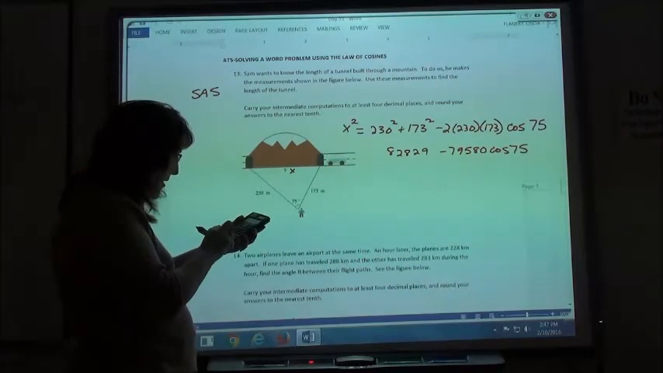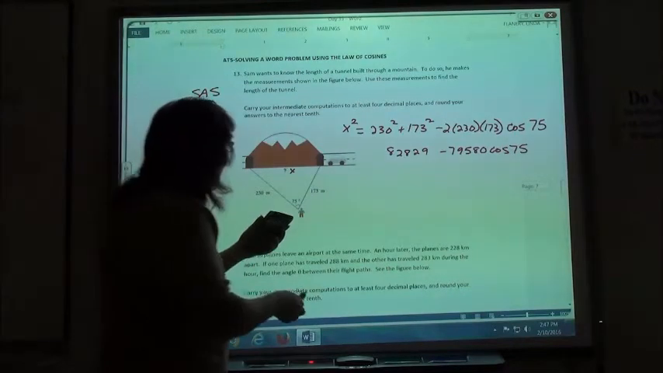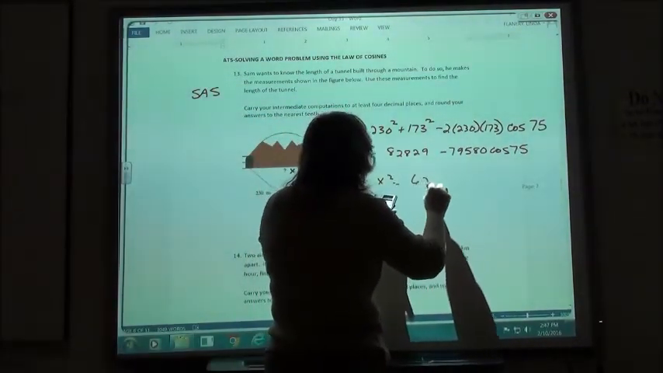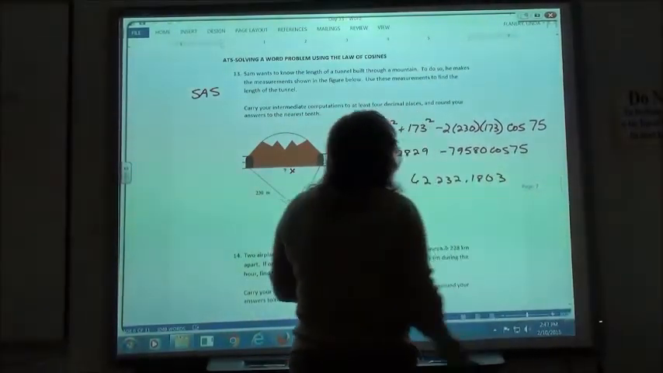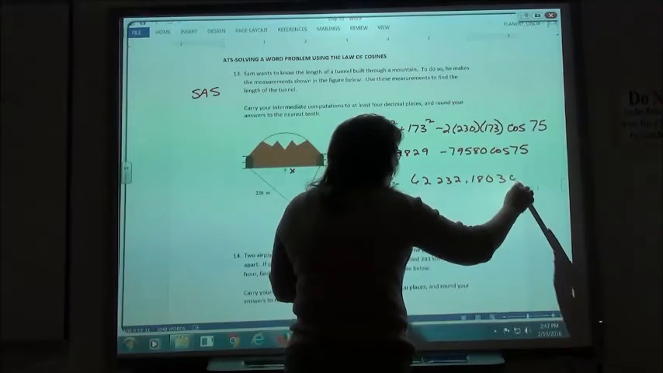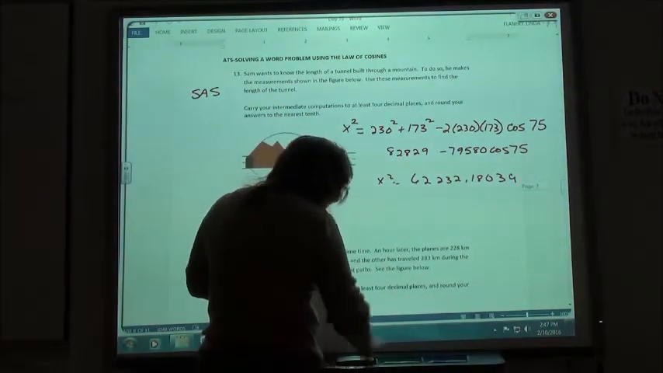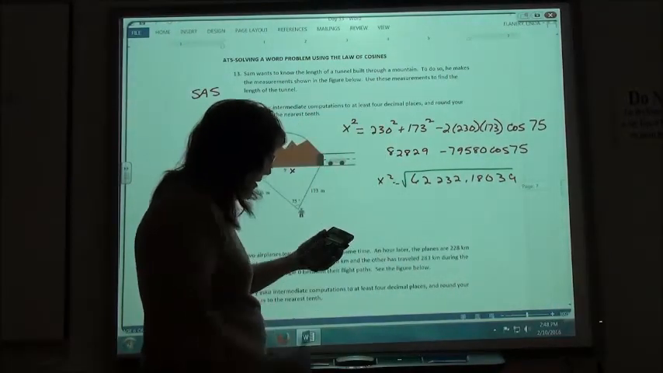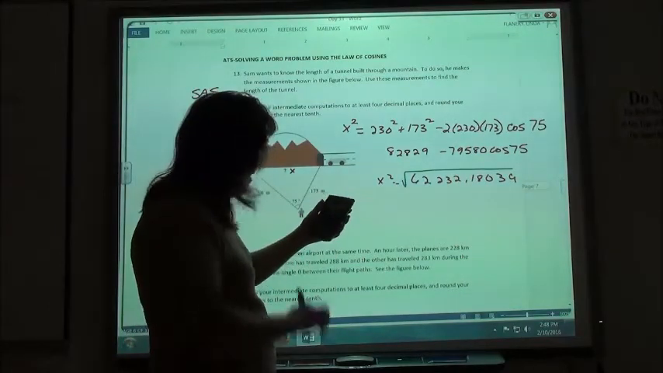82,829 minus 79,580 cosine of 75 gives me that x squared is equal to 62,232.1803. Again, there's a 9 on the end. I'm not really worried about rounding it off. And in fact, I'm not even going to clear my calculator. I'm going to do the square root of my answer. So square root, ANS button to do square root of my answer.